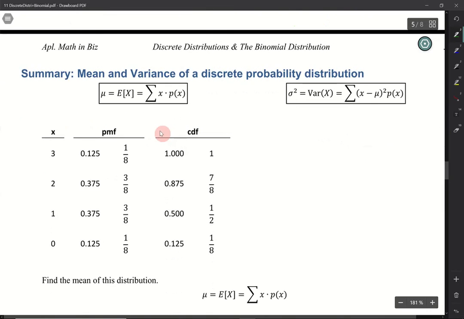So here we already looked at this as a summary for the average. Don't be put off by the summation. All it means is it's a process where you add up these things, and so you just have to go through them one by one. Similarly, the variance, it's this process.